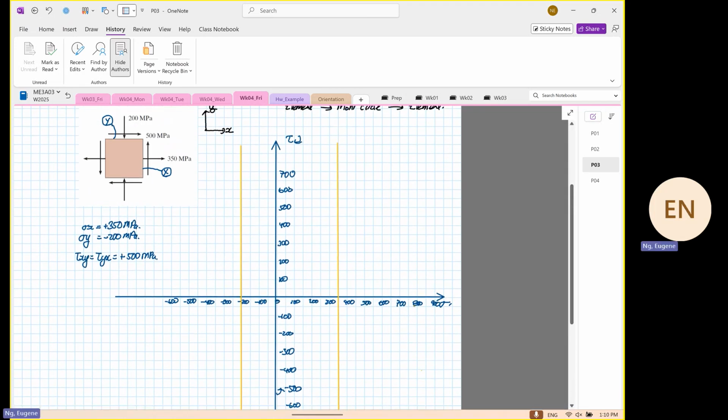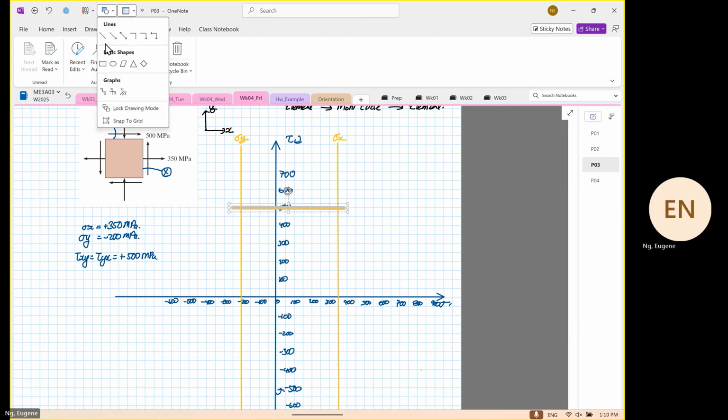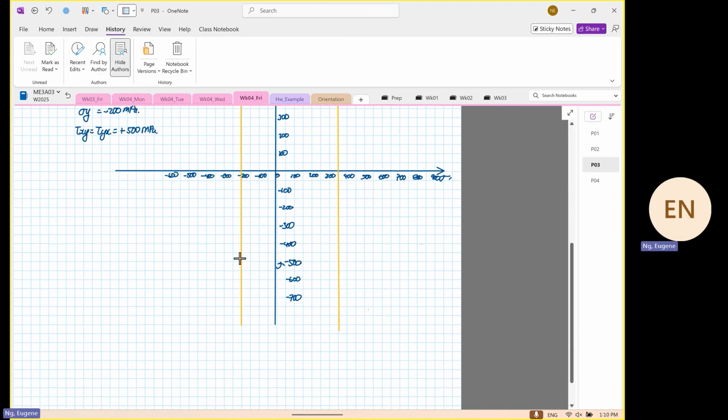Okay, that's our negative 200. So this is our stress X, and this is our stress Y. Now our shear is at 500. Remember what I told you about shear? The shear will be plus 500. And you also have to construct the what?